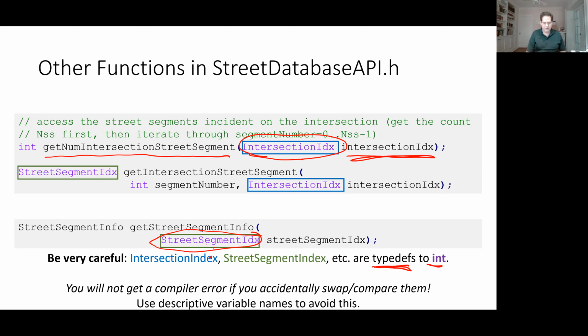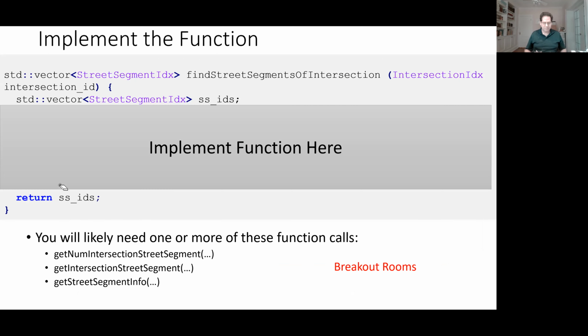What it means is if you actually had a variable of type street segment index and you passed it in here instead of an intersection index, the compiler can't tell. So you're not going to get a compiler error. Be careful that you know what kind of index you have. Give your variables meaningful names, so it's less likely you mix them up, because they are all really integers. It's up to you when you're programming to keep track of which one's a street segment index and which one's an intersection index. These type defs just help make your code a little more self-documenting, but the compiler won't flag errors if you mix them up.